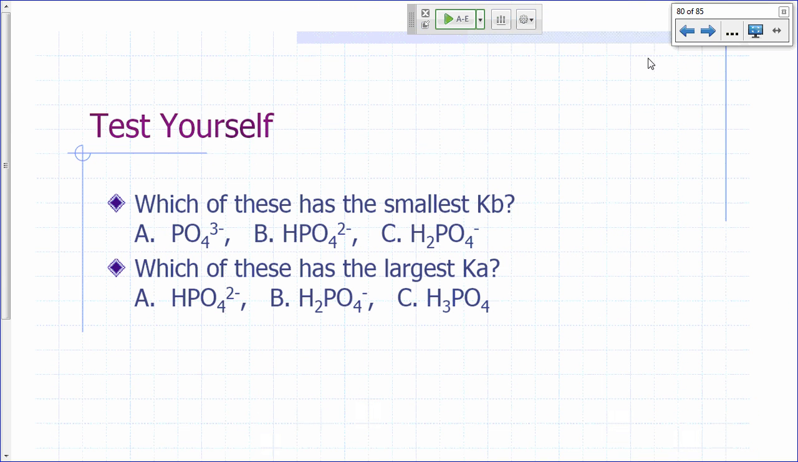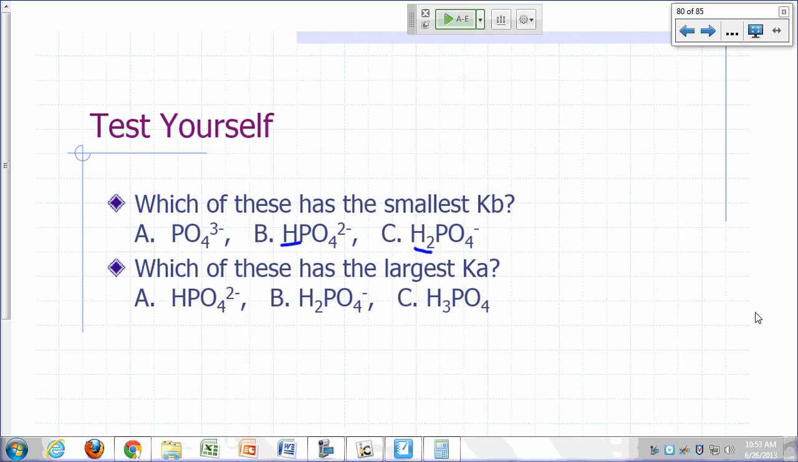All right. So let's try these. You have HPO4 2 minus, H2PO4 negative. Okay? They differ in charge and they differ in the number of hydrogens, right? But the size should be more or less the same because your hydrogen doesn't make much difference in terms of size. So which of these has the smallest Kb? A, B, or C?